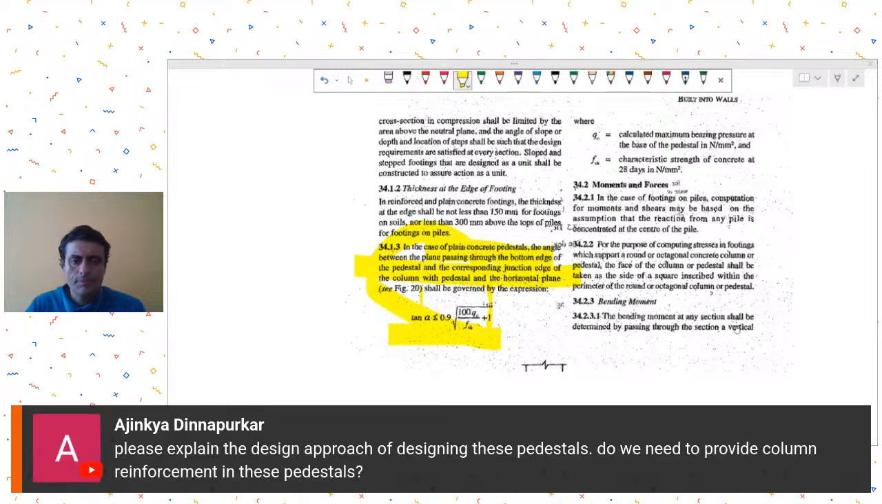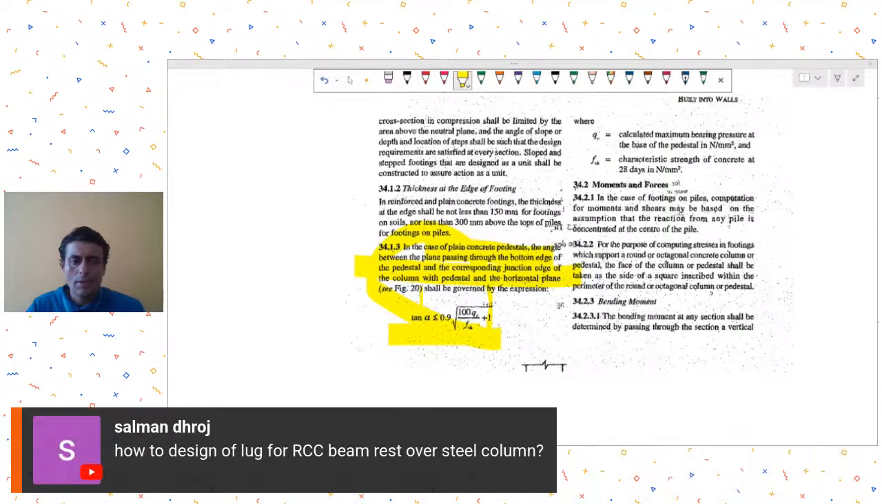Okay. Then Mr. Salman Roj is asking how to design lugs for an RCC beam resting over a steel column. I think you want to ask the opposite: RCC steel column resting on RCC beam.